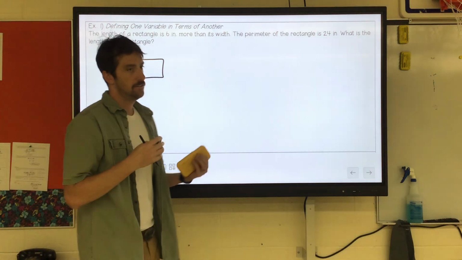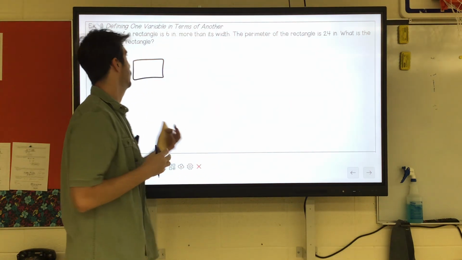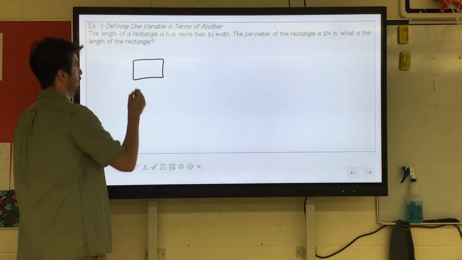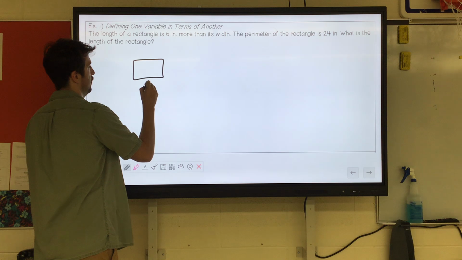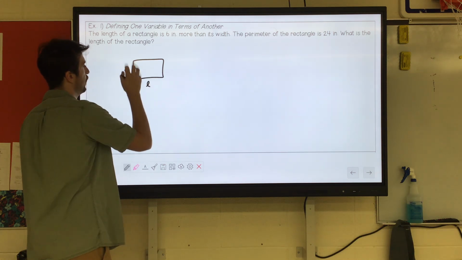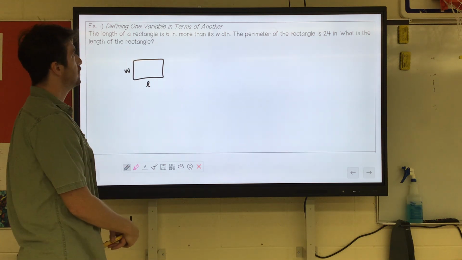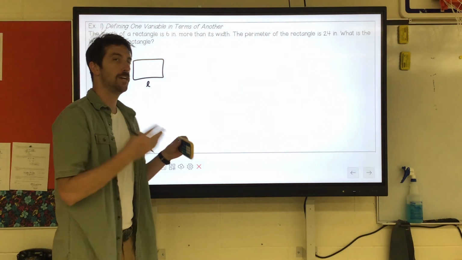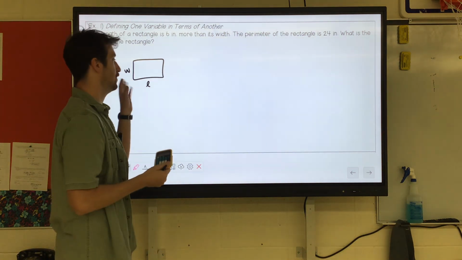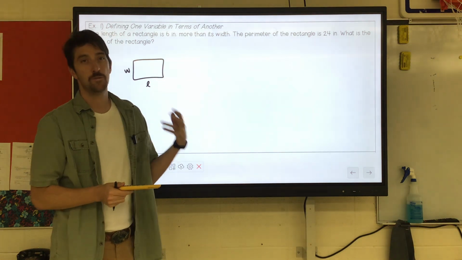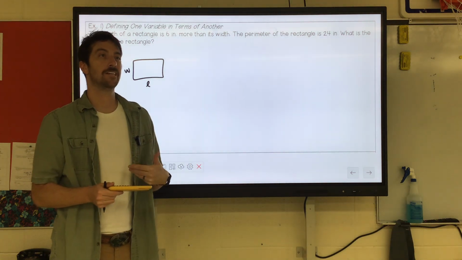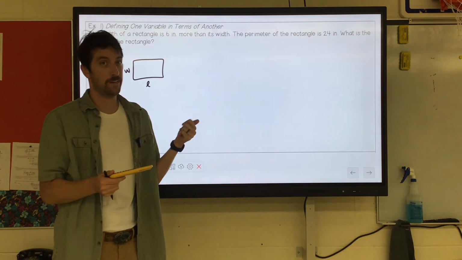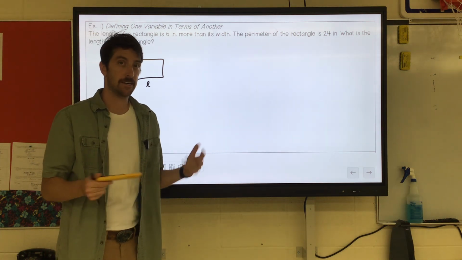Now when it says to define one variable in terms of another, let's call this the length and the width. Okay, great. It says that the length is 6 inches more than its width. So we want to change the length because we can't solve an equation right now with two different variables. So we're going to try to get them into the same variable. Either use width for both of them or length for both of them, and then adjust.